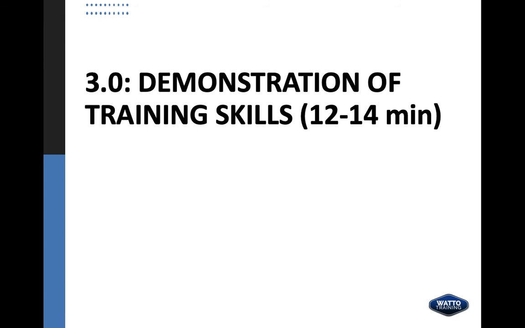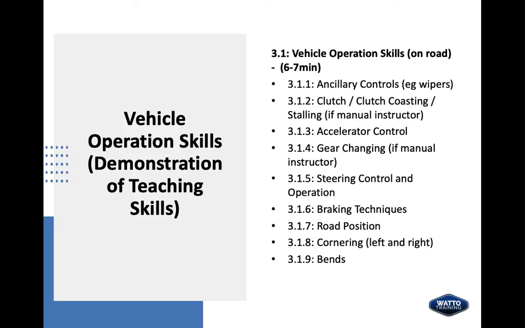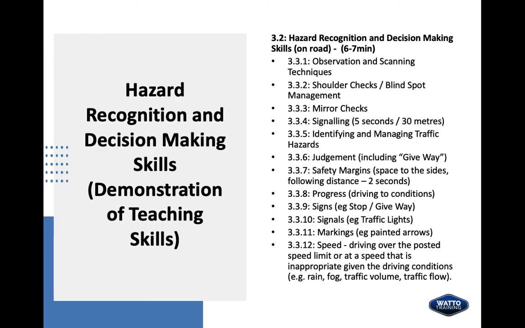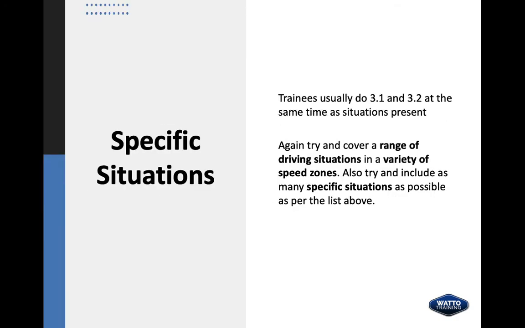Number 3, demonstrate your training skills. So there's the operational skills. Again, same list as earlier that you were demonstrating, explaining as a driver. Now you're on the left side promoting that. And your hazard recognition and decision-making skills. Observation, scanning, shoulder checks, mirrors, signaling, etc. Now, trainees usually do 3.1 and 3.2 at the same time as situations present. And try, again, to cover a range of driving situations for Part B and a variety of speed zones. Also try and include as many specific situations as per the list.